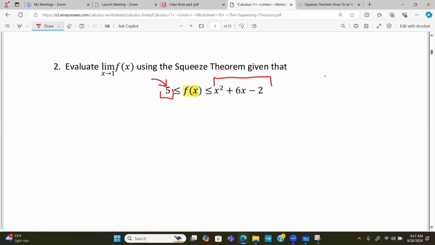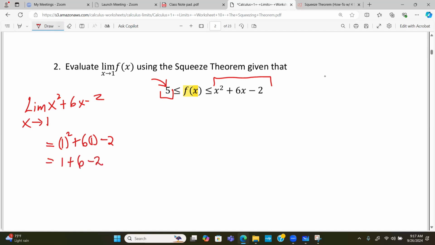So let us substitute 1 over here. Basically what I'm saying is I'm going to take the limit of x squared plus 6x minus 2 as x goes towards 1. So in this case, I'll have 1 squared plus 6 times 1 minus 2. So 1 squared is 1, plus 6, then minus 2. So that's going to give me 7 minus 2, and this gives me 5. So on this side, I got 5. So basically, let me rewrite this.